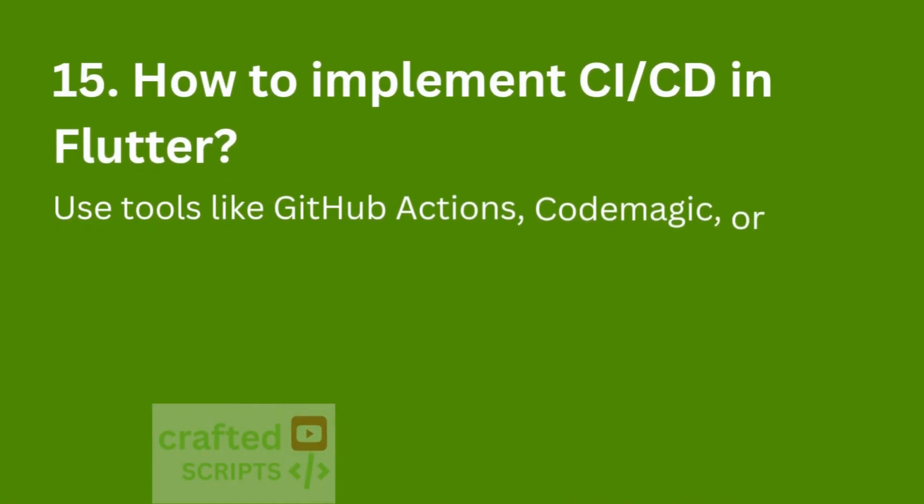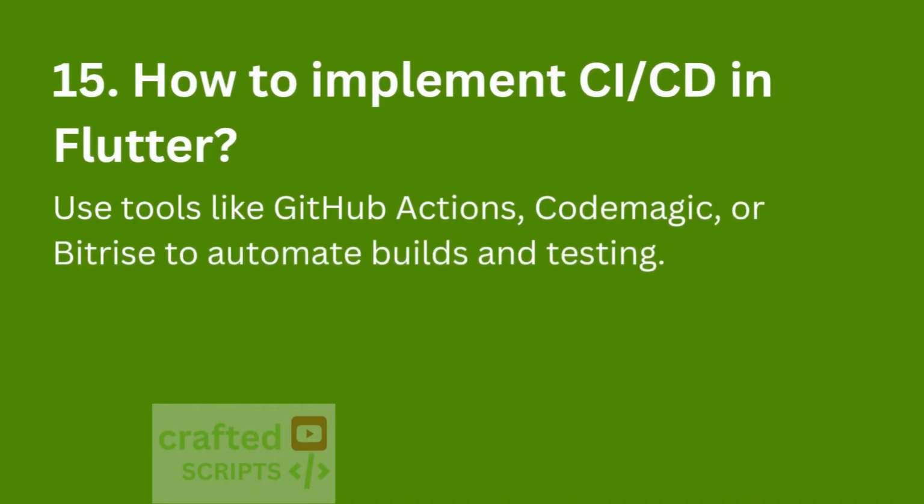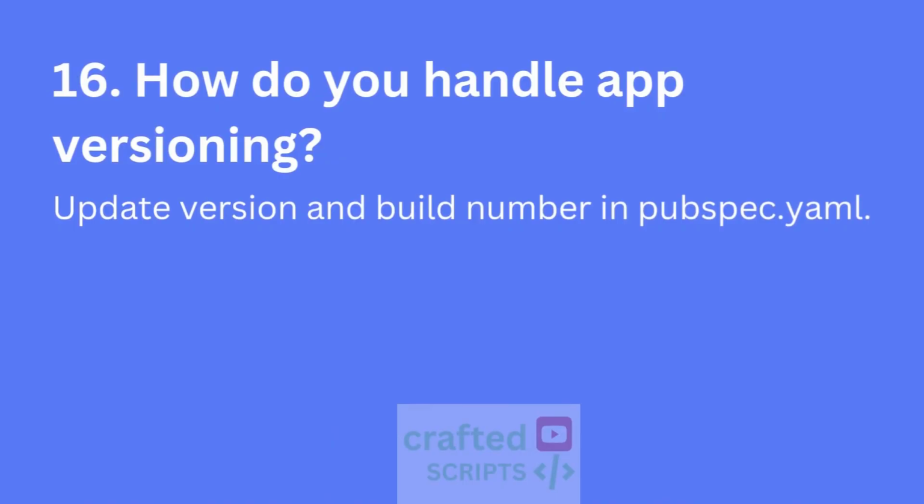Question number 15. How to implement CI/CD in Flutter? Use tools like GitHub Actions, Codemagic, or Bitrise to automate builds and testing. Question number 16. How do you handle app versioning? Update version and build number in pubspec.yaml.